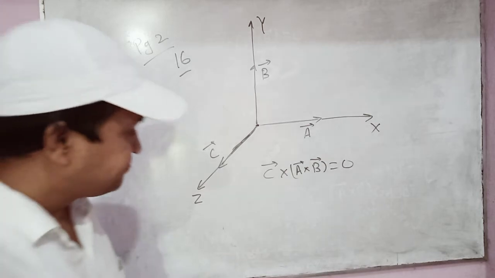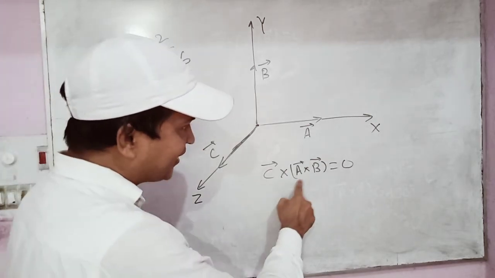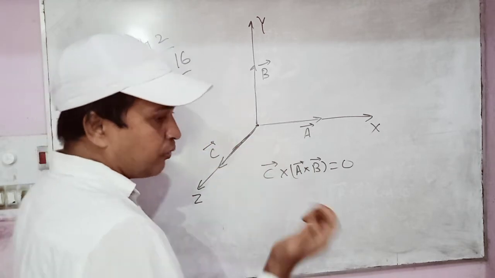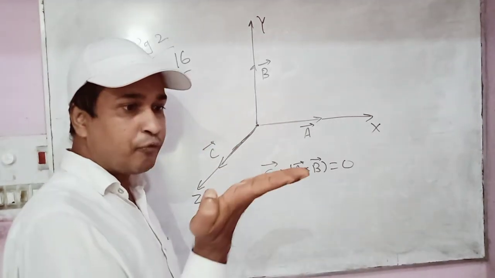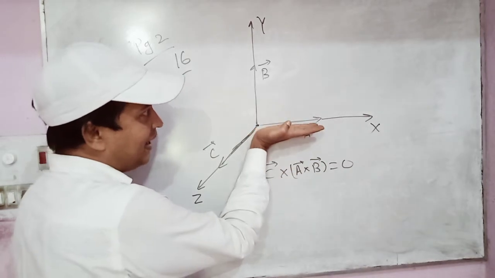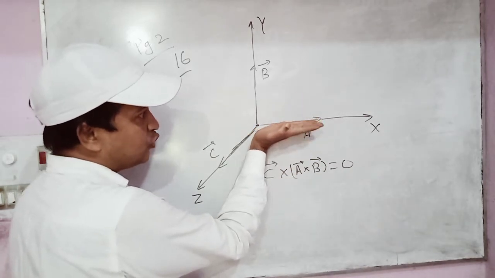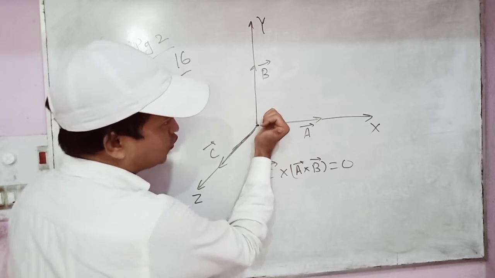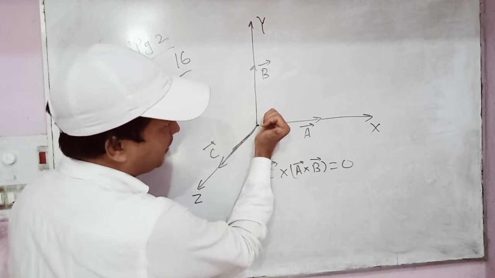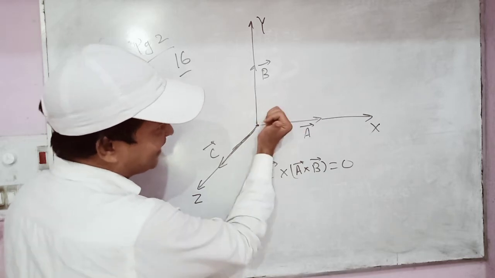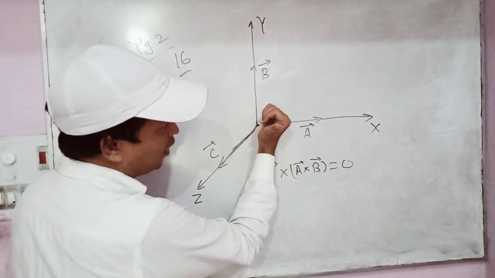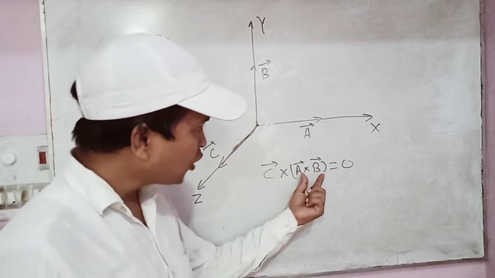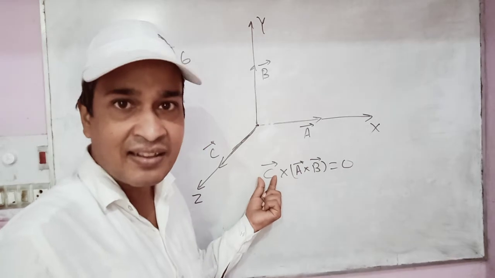See, what is the direction of vector A cross B? From the right hand thumb rule, we align our forefinger along vector A and curl the fingers around towards vector B. The thumb gives the direction of vector A cross B. So our thumb points perpendicular to this board, that is along the Z axis, which is the direction of vector C. So the direction of A cross B and the direction of vector C are the same.